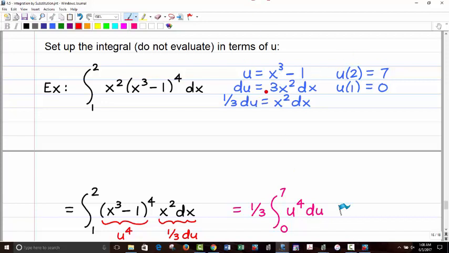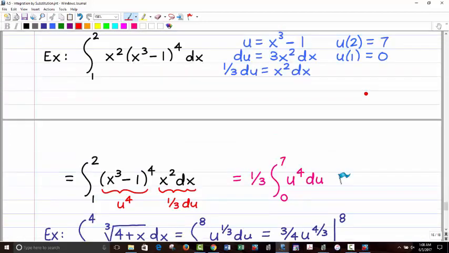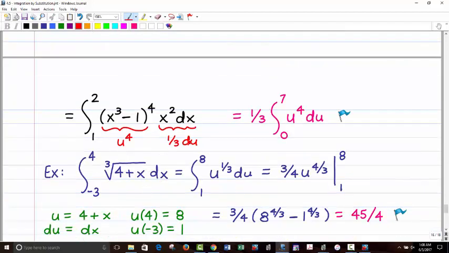Plug in 2. 2 cubed minus 1 is 7. Plug in 1, we get 0. So you see that I wrote everything down here. That's 1/3 du. That's u to the 4th right there. So like I said, I didn't quite finish it. It would have been easy to finish.